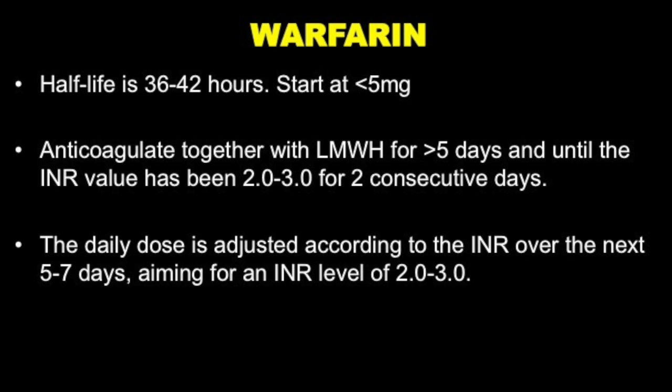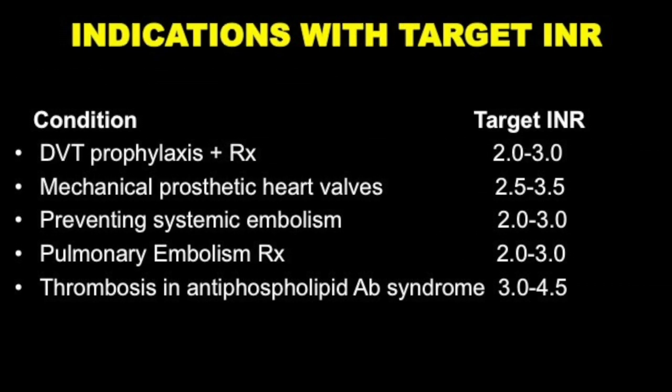So usually we start it together with low molecular weight heparin and give it together for at least more than 5 days until the INR value is between 2 and 3 for 2 consecutive days. And then you adjust the daily dose accordingly, and your aim is to have your INR levels within the therapeutic ranges. These are some of the indications with the target INR levels that you want to have. So our patient who has DVT, we should keep our therapeutic levels between 2 and 3.